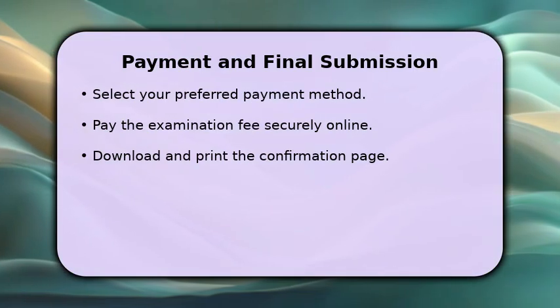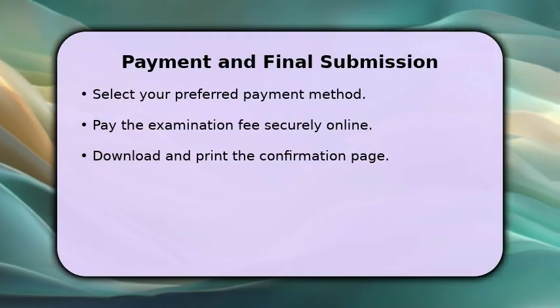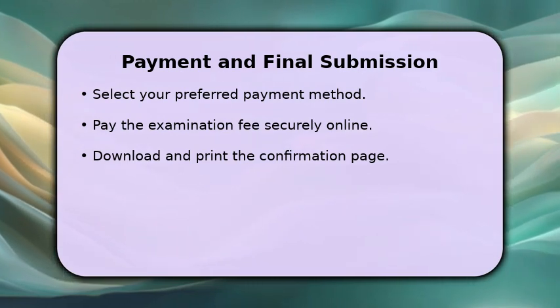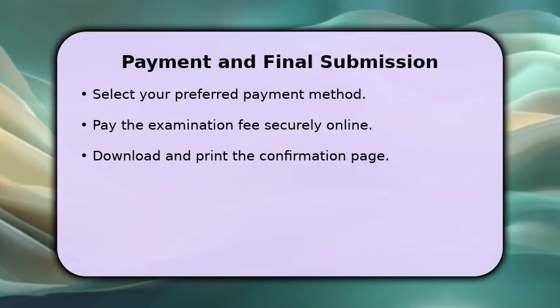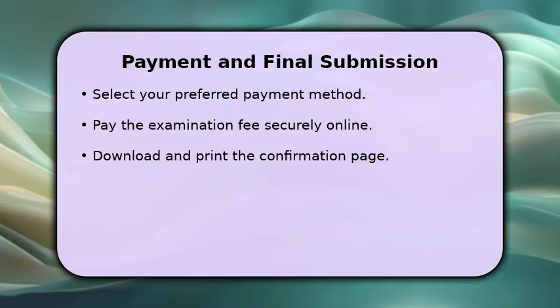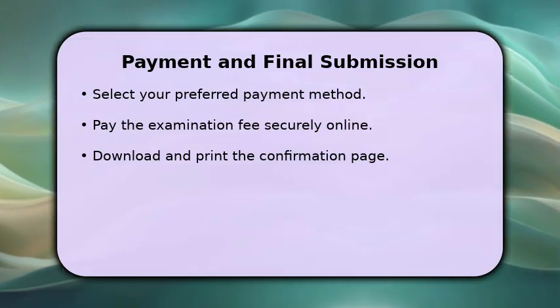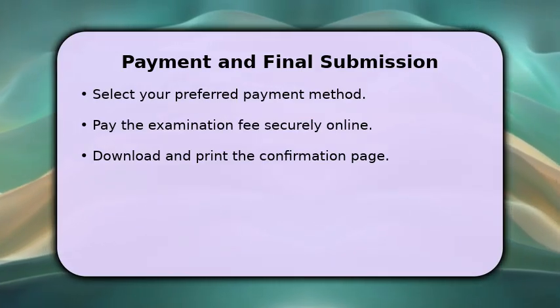The final steps involve paying the examination fee and submitting your application. Choose your preferred online payment method, such as net banking or a debit card, and complete the transaction securely. The fee is typically around 200 to 500 rupees, depending on the subject. Once payment is successful, download and print the confirmation page. Remember to keep your unique application number safe for all future correspondence.